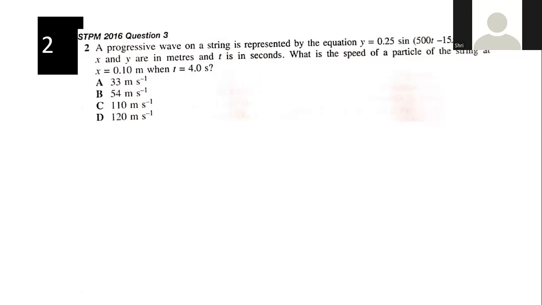How about number 2? A progressive wave on the string is represented by the equation, where x and y are in meters and t in seconds. What's the speed of a particle of the string at 0.1 meter when the time is 4.0 seconds? Differentiate it to get the speed.